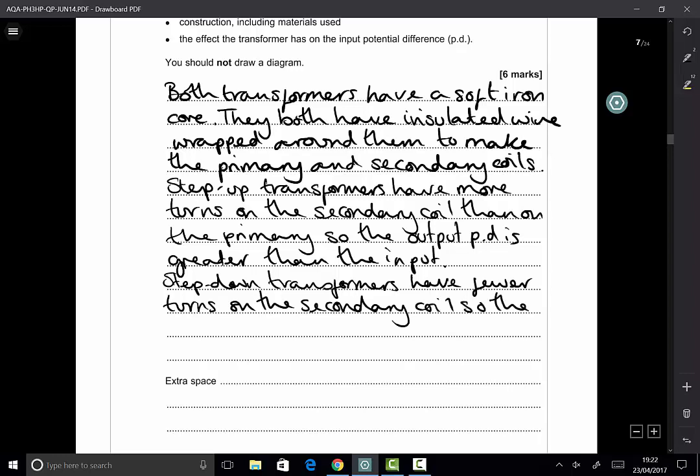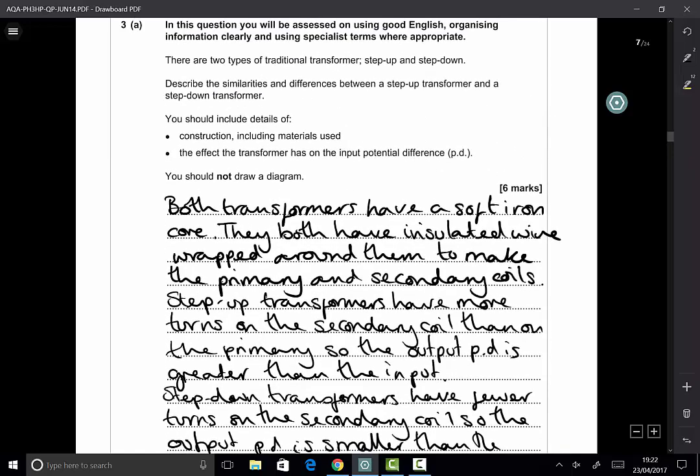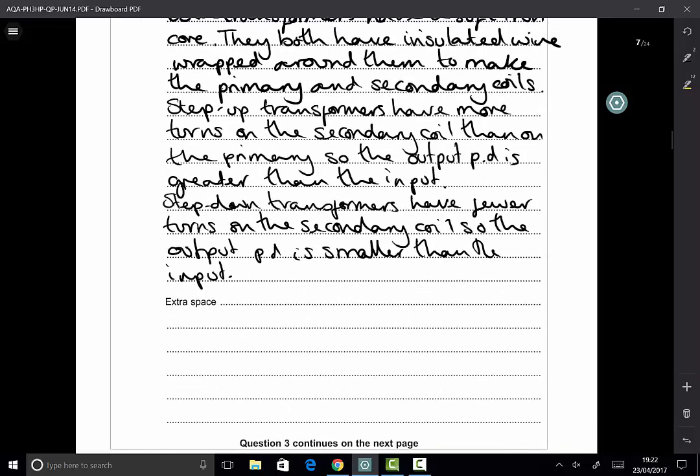So the output PD is smaller than the input. You know, it doesn't ask us for any information about how they work, so we're not going to include that. We should have 6 marks there.